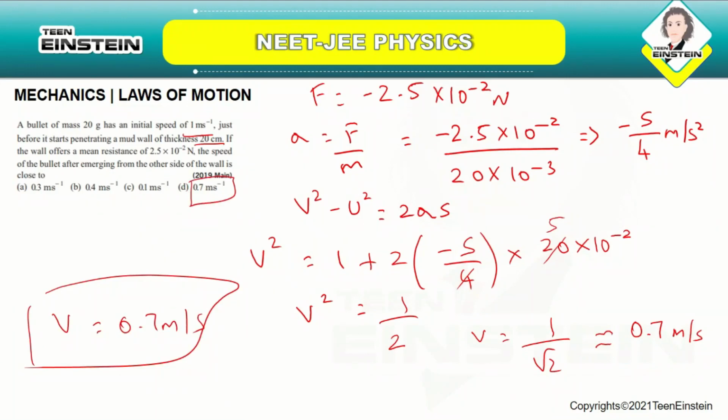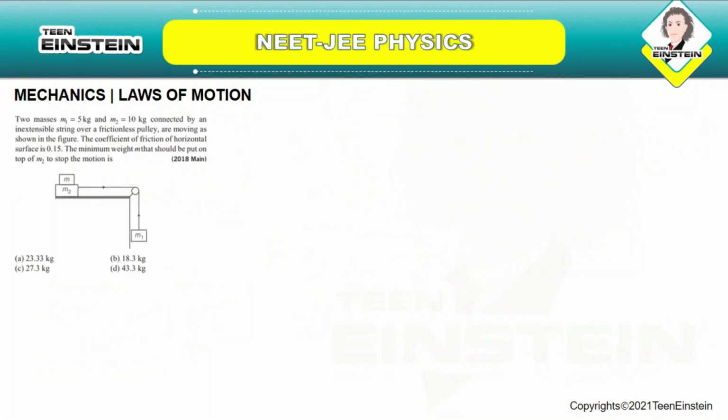So first you are finding out the acceleration, and then you are substituting the values in the equation of motion, v square minus u square equal to 2as, and you are finding out the speed of the bullet which is emerging out of the other side of the wall. Let us now move on to the next question.